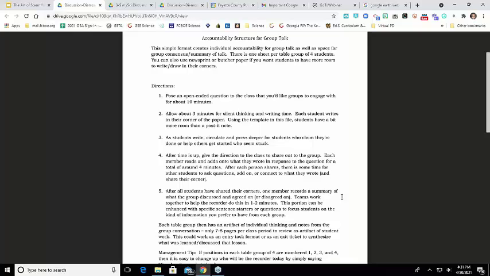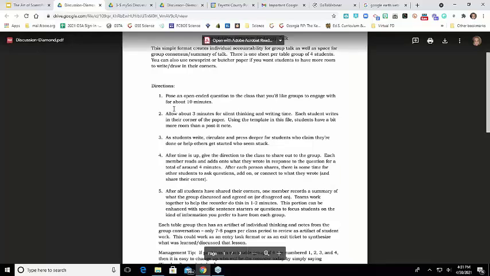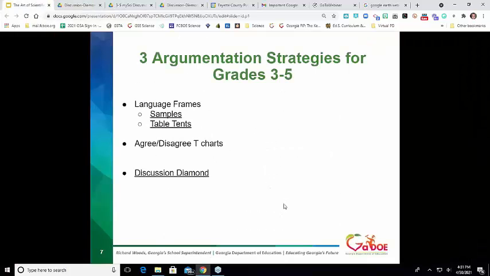So this is really structured. Again, the first time you use this strategy, it might go a little longer, but once the kids get used to that structure of group talk, this could really help get some consensus going between the groups. I linked that in here, and of course you'll have access to that. This web slide deck will be in our learning community.